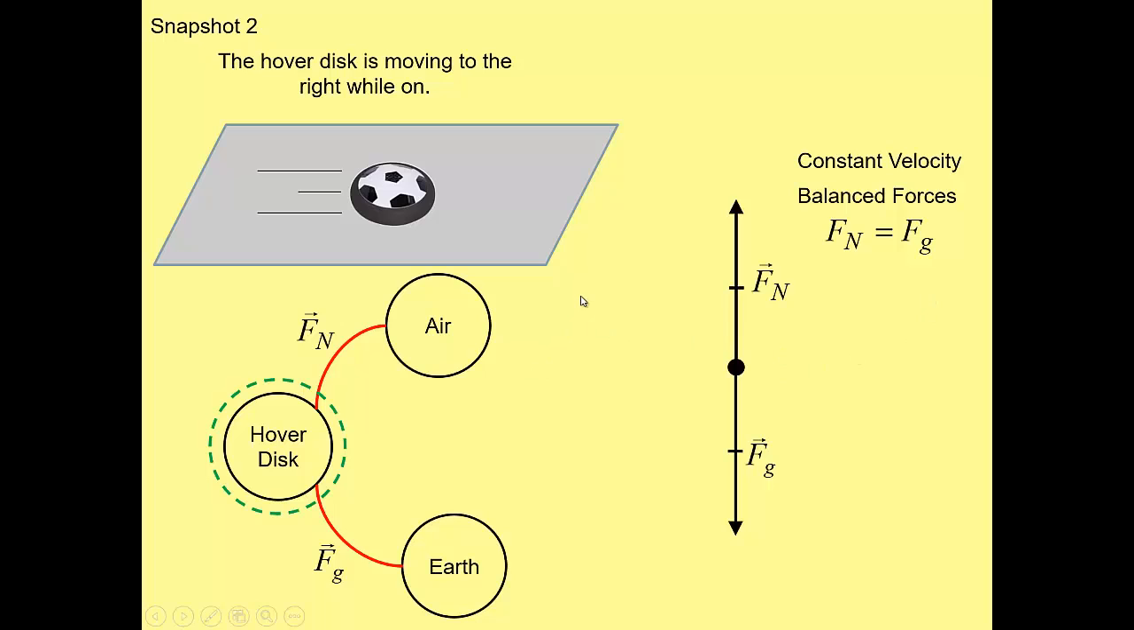Also, think of it this way. The hover disk was moving horizontally. Was it moving vertically, where these forces are? No, it wasn't, was it? It wasn't moving vertically, only horizontally.